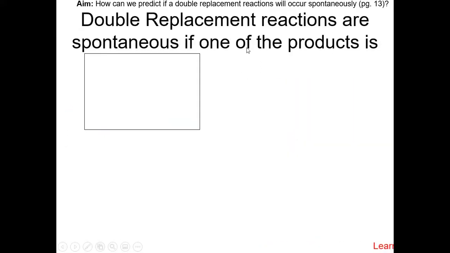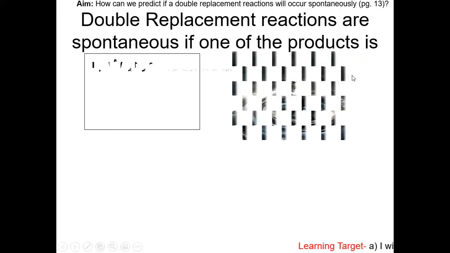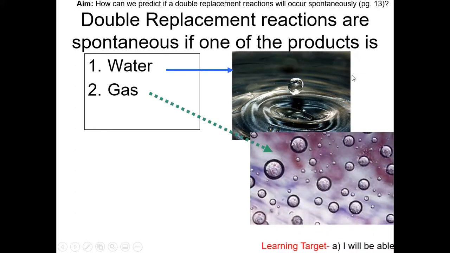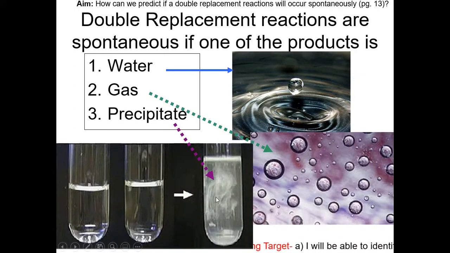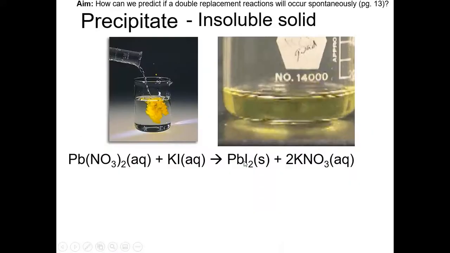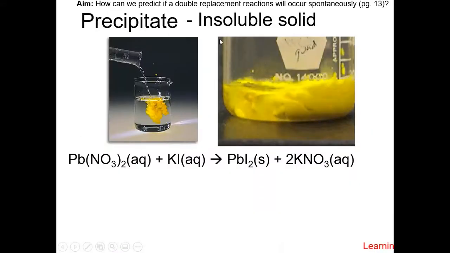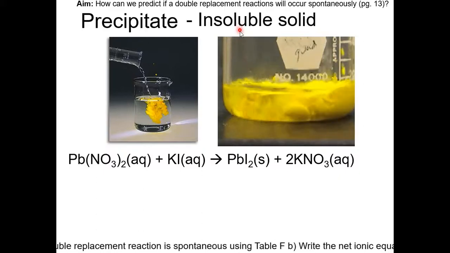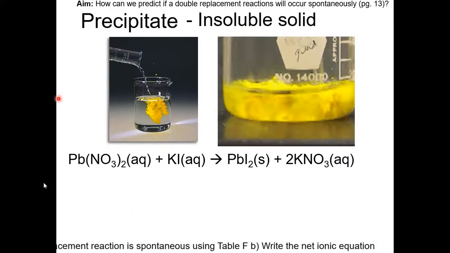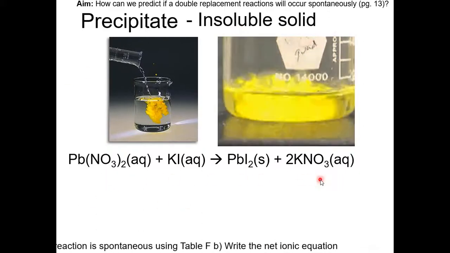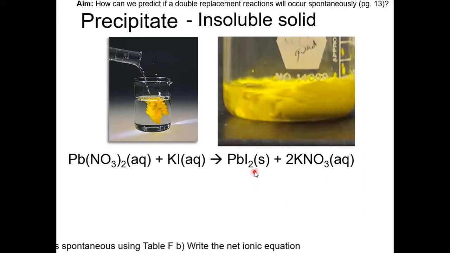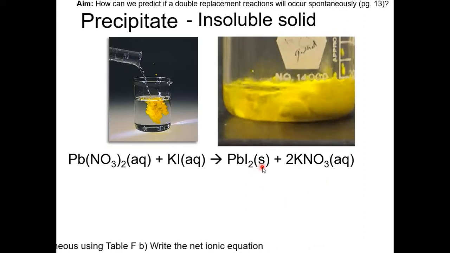So double replacement reactions are spontaneous if one of the products is water or gas or precipitate. We will discuss what a precipitate is. A precipitate is an insoluble solid. Insoluble means it does not dissolve. In the case with double replacement reactions, it means that the substance does not dissolve in water at STP.